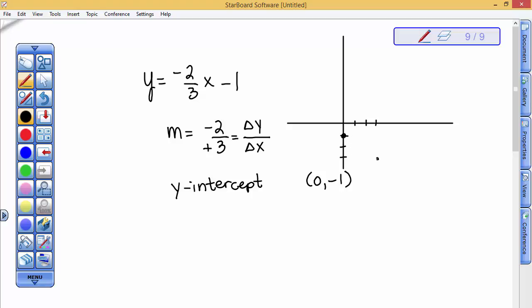If I had chosen to make the 2 positive and the 3 negative from this y-intercept, I could have gone up 2 and to the left 3. So from here, up 2 and to the left 3. That's also going to help me see this negatively sloping line. And I'm now going to connect the ordered pairs. I have graphed it from what's called its slope-intercept form, and I also knew what the slope and the y-intercept are.